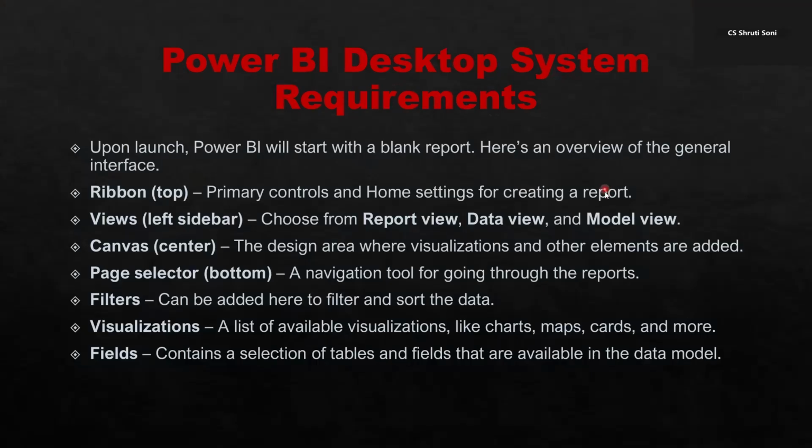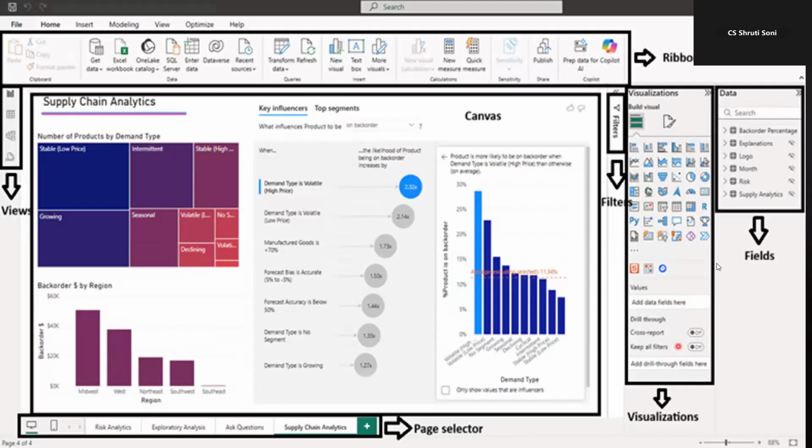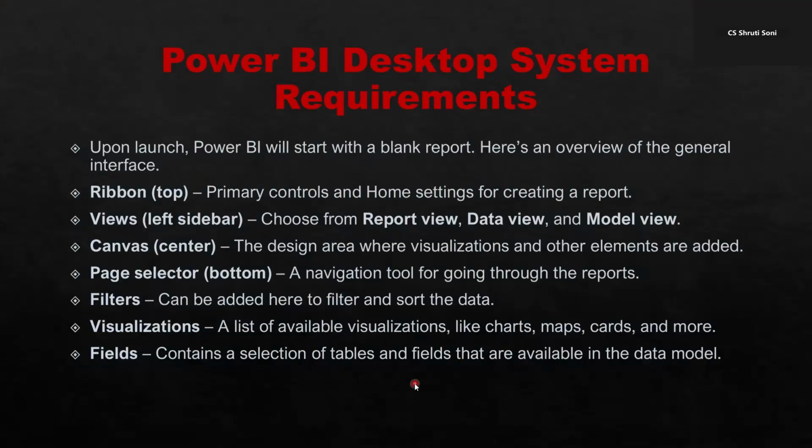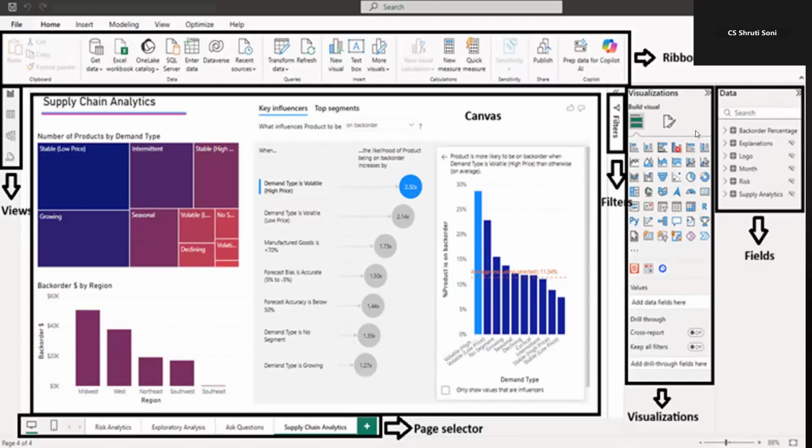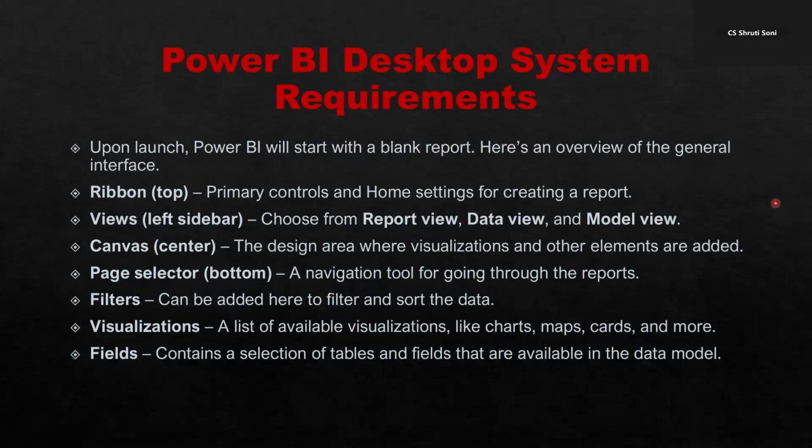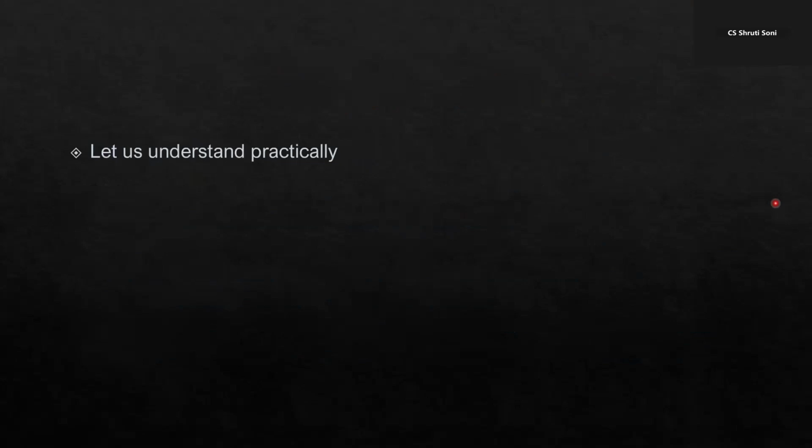And then visualizations, that is charts, maps, cards. And fields, you have a selection of tables and fields that are available. Basically, whatever data you have uploaded, you must have uploaded some Excel file, so it will have different fields. All these fields are listed here, right? Now let us quickly go through a short video and then we'll understand this whole thing practically.